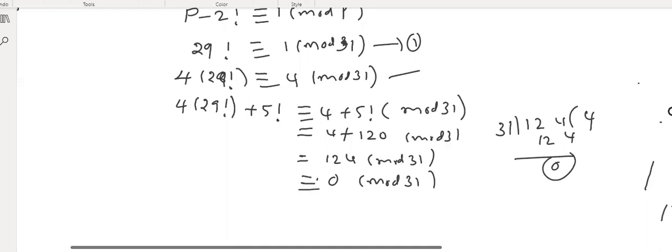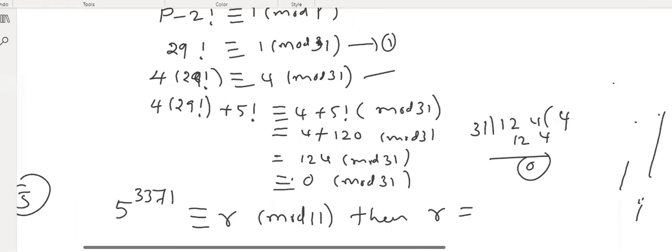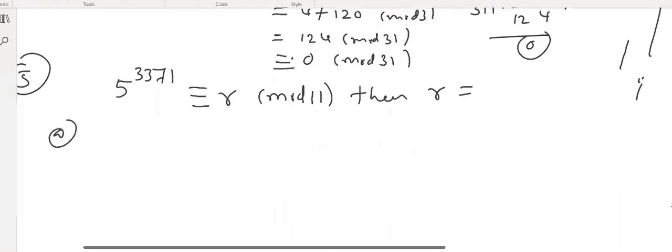Right, one more question. Fifth question: 5 to the power of 3371 is congruent to R modulo 11. Then what is the value of R? He is asking: when 5 to the power of 3371 is divided by 11, what is the remainder, and what is that remainder value? Options: R is equal to A 1, B 3, C 5, D 0.